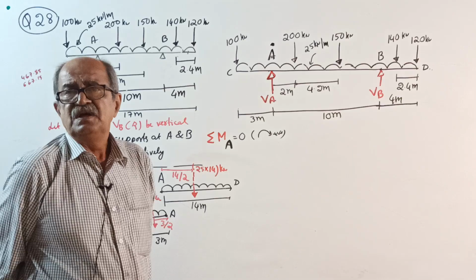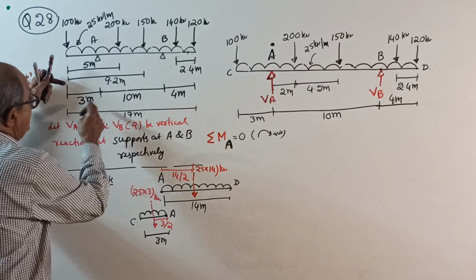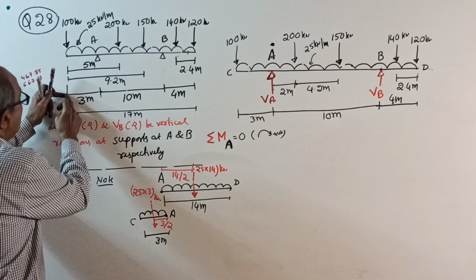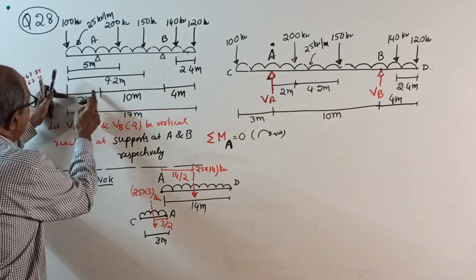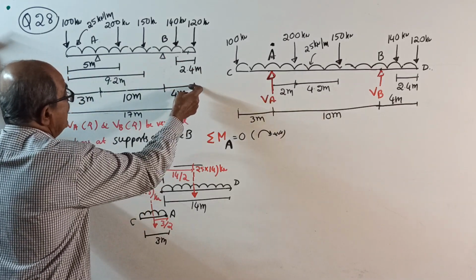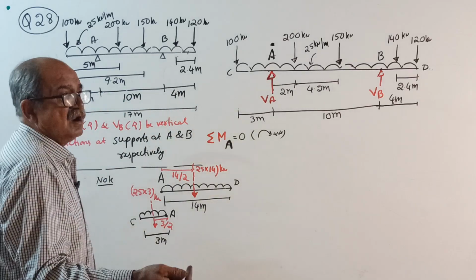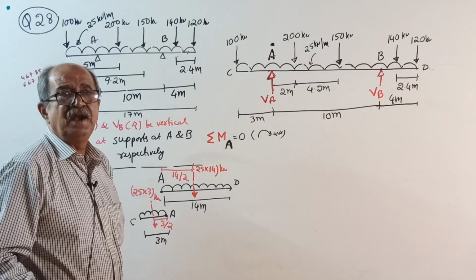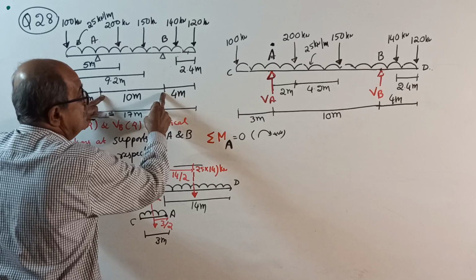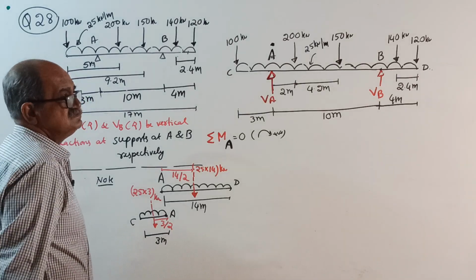Now the question can be given in different ways. A beam is of length 17 meter. It is simply supported at 3 meter from left end and at 13 meter from left end, 3 plus another 10. Or it is simply supported at 4 meter from right end and at 14 meter from right end. Or a beam is simply supported between two supports 10 meter apart and it has left overhang of 3 meter, right overhang of 4 meter.